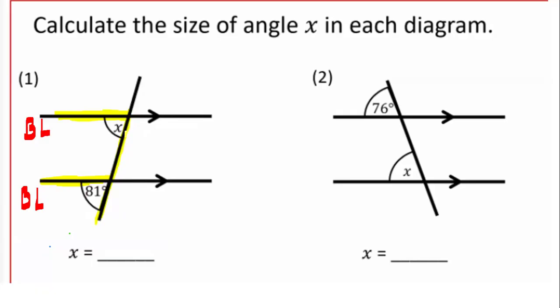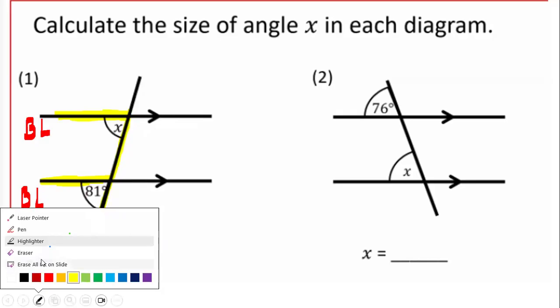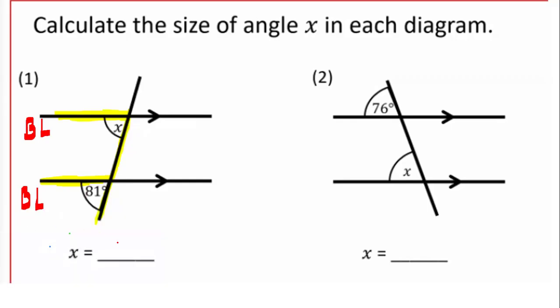So we know that these are corresponding angles. So what is X gonna be equal to? 81. 81, very good, 81 degrees. So X is 81 degrees. All right. Let's do number two.